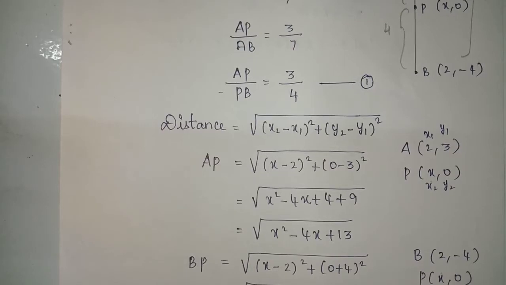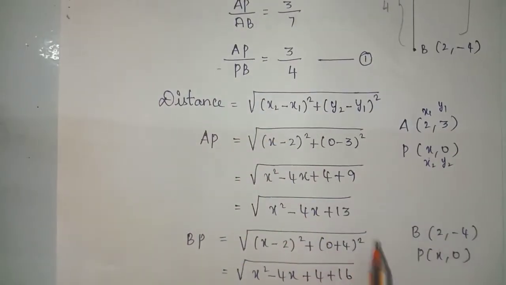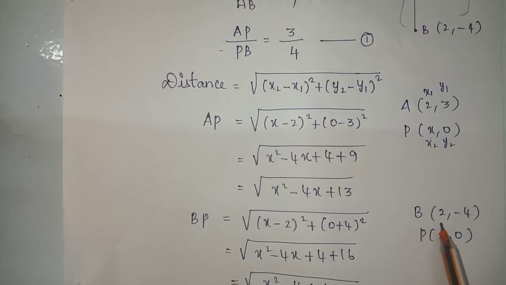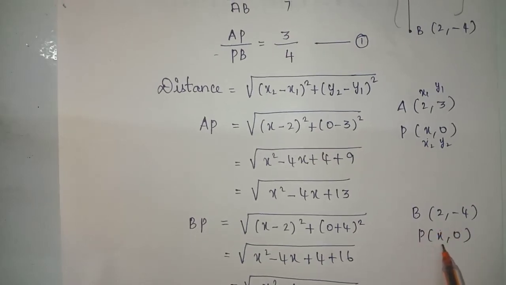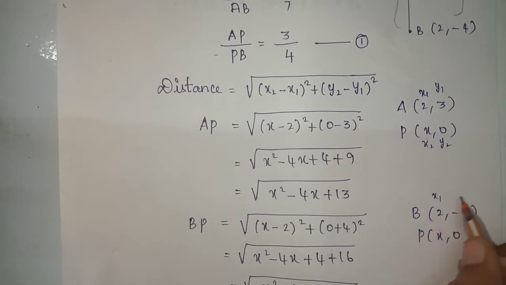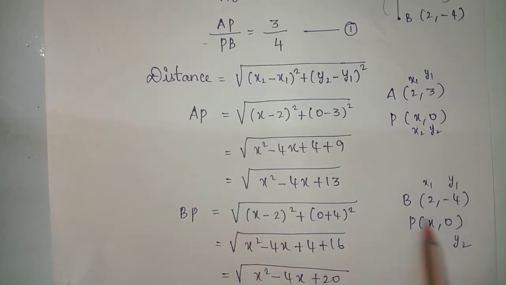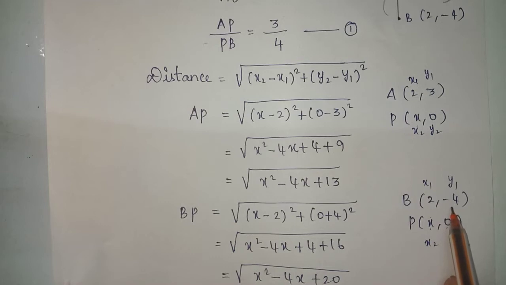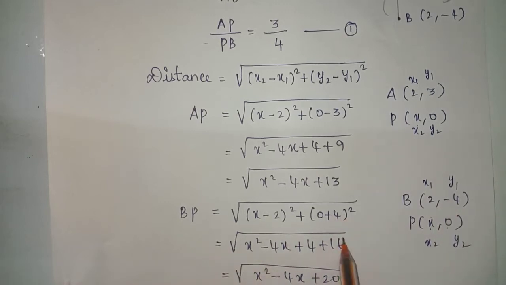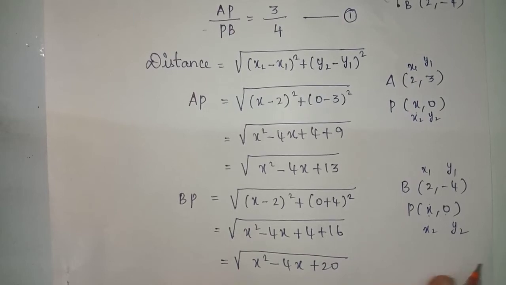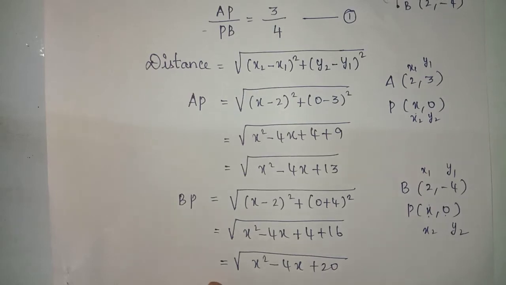Similarly, you have to find the distance of BP or PB. So this is the point B (2, minus 4) and P is (x, 0). So this will be the x1, y1 and x2, y2 values, which is equal to root of (x minus 2) the whole square plus (0 minus of minus 4, which is plus 4) the whole square, which is equal to root of, (a minus b) whole square is x square minus 4x plus 4, and 4 square is 16, which is equal to root of x square minus 4x plus 4 plus 16 is 20.